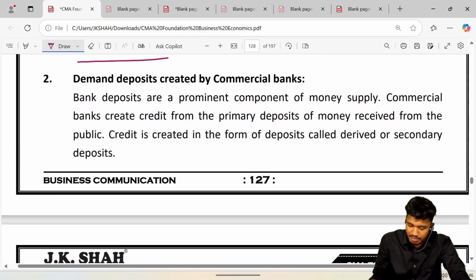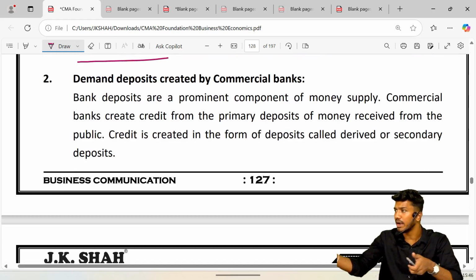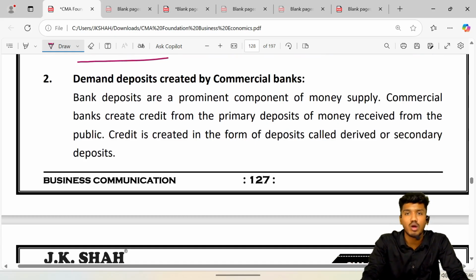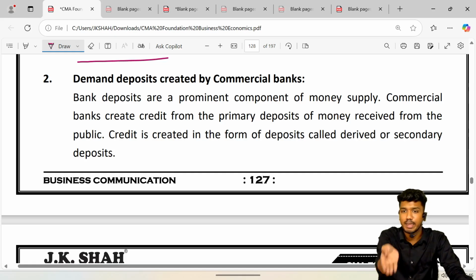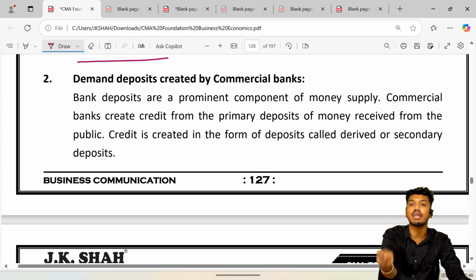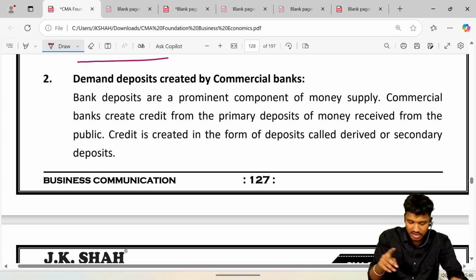Demand deposits created by commercial bank. What is demand deposit? You demand and you get the deposit. I'll tell you how. Saving account, current account, you go and demand. I put inside my card. The moment I swipe the card, I demanded the cash. It's called demand deposits.